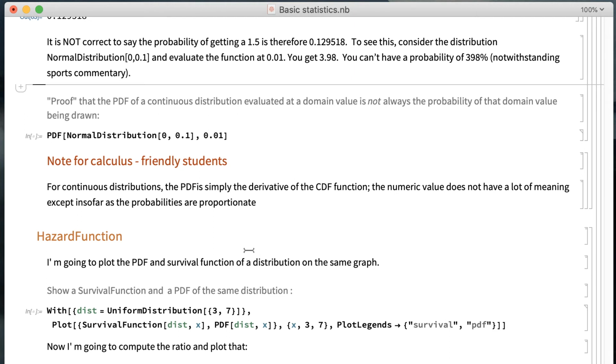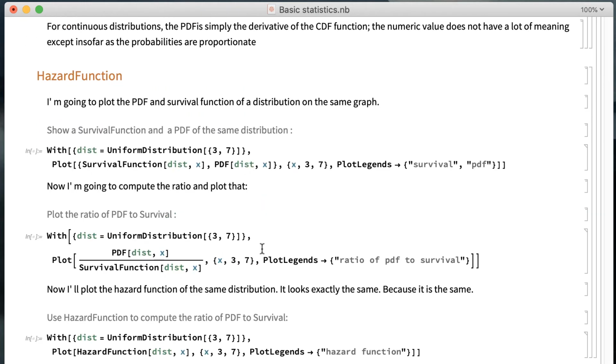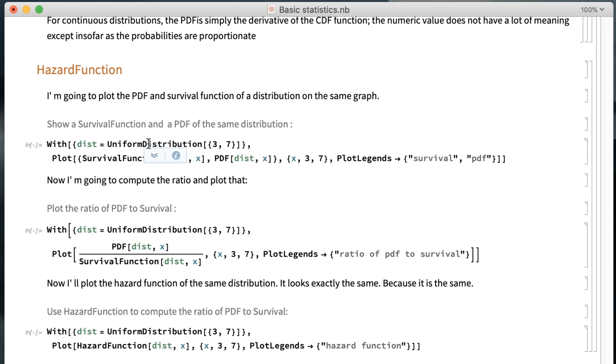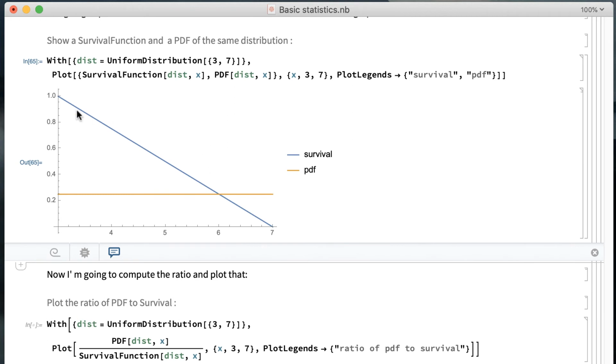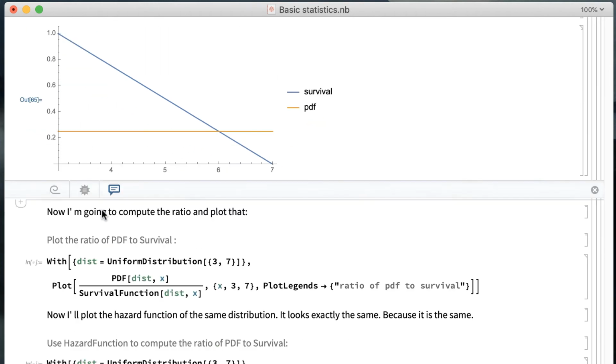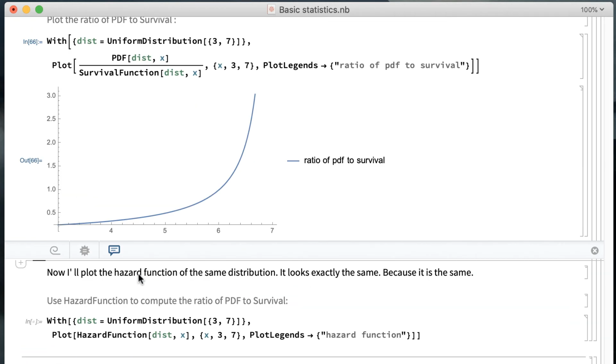Let's look at the hazard function. I'm going to plot the PDF and the survival function of a distribution on the same graph. Here the distribution I'm dealing with is the uniform on the range 3 to 7. I'm going to plot its survival function and its PDF, and there you go. The blue is the survival, it's going down. The PDF is constant. Now I'm going to compute the ratio of the PDF to the survival function, and I get a picture that looks like that.